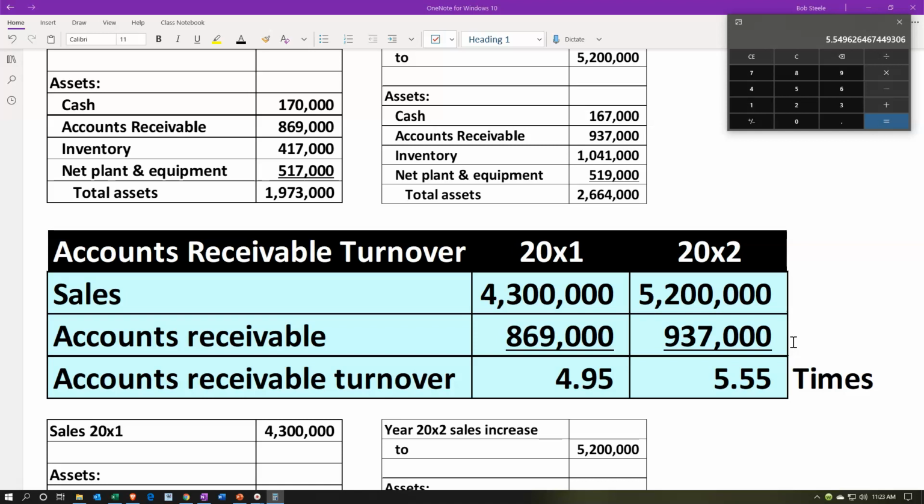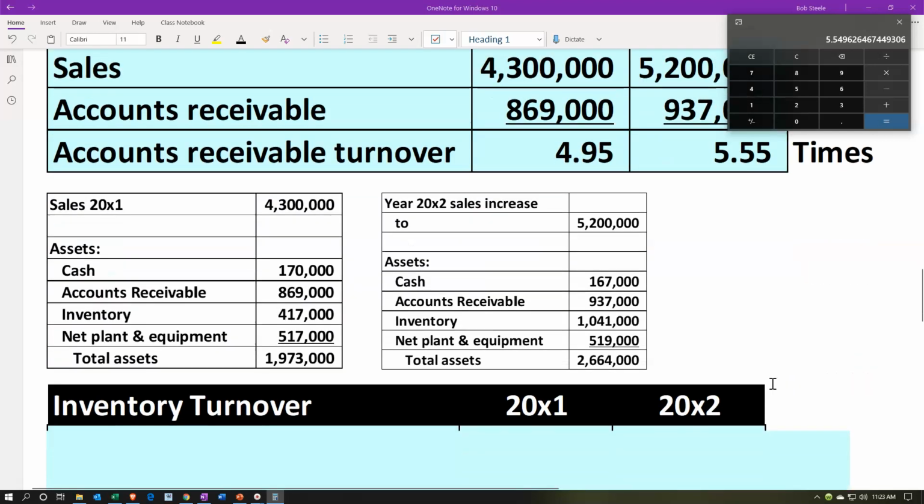But if you take the ratio of the two, sales went up and accounts receivable went up, but sales went up at a higher rate, and therefore we have a higher turnover, which is good. So it's an improvement from 2000X1 to 2000X2.